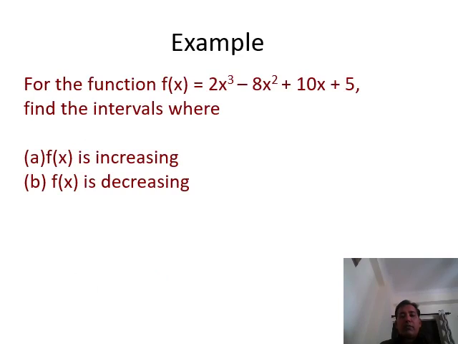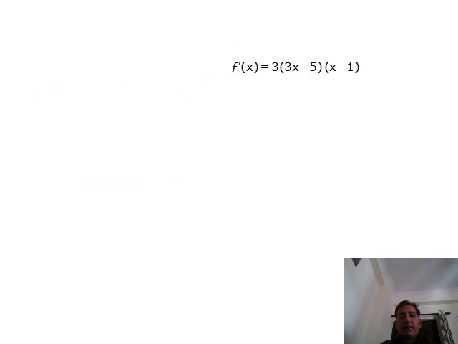Now, for the function f(x) equal to 2x cube minus 8x square plus 10x plus 5, find the intervals where f(x) is increasing and decreasing. Now f dash x is equal to 3 times (x minus 5)(x minus 1).